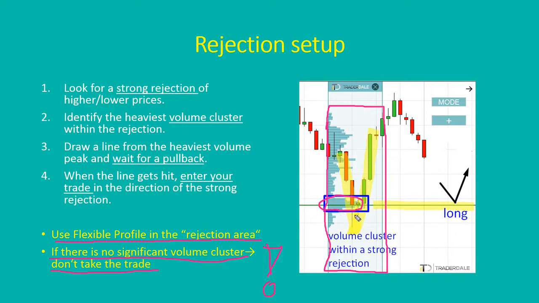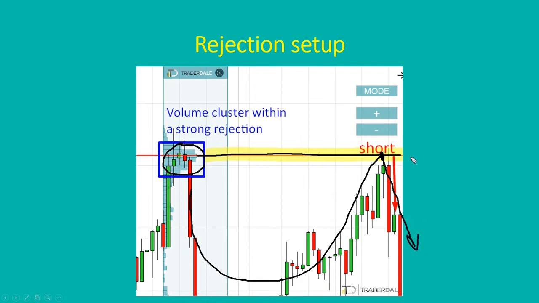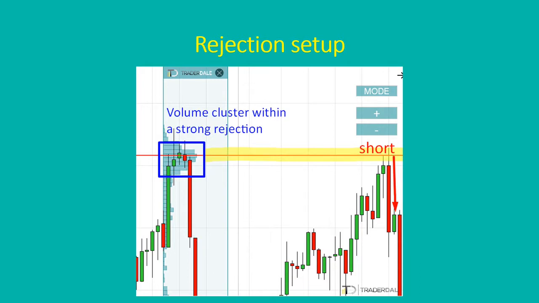there's no trade. One more example of the same setup. This time there were aggressive sellers rejecting higher prices, pushing the price downwards. Now within the rejection area, the heaviest volume cluster was this one, and heaviest volumes are right there. So you draw a line, you wait for a pullback, and when the price hits the level, you enter a short. No need to wait for any sort of confirmation. Alright, so that's short trade scenario.